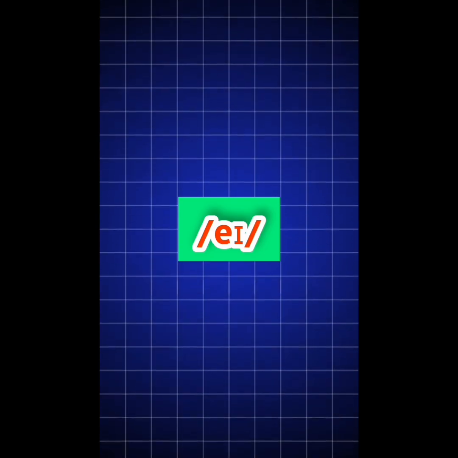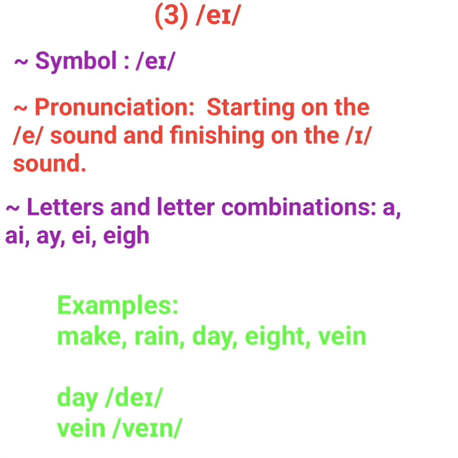The third diphthong is /eɪ/. So how do we pronounce that? After saying the symbol, we pronounce it by starting on the E sound and finishing on the I sound. Letters and letter combinations.